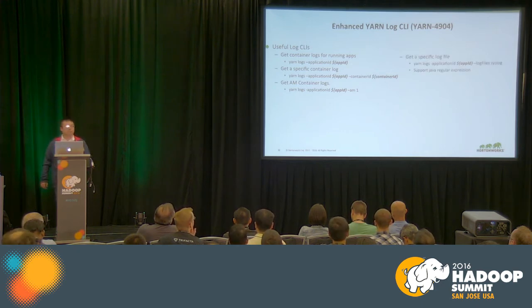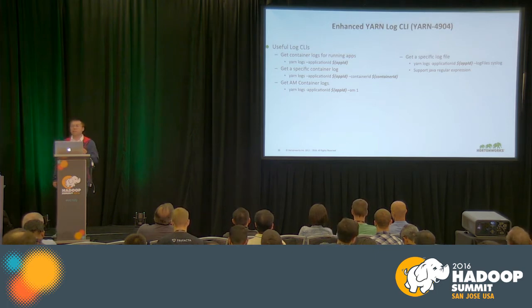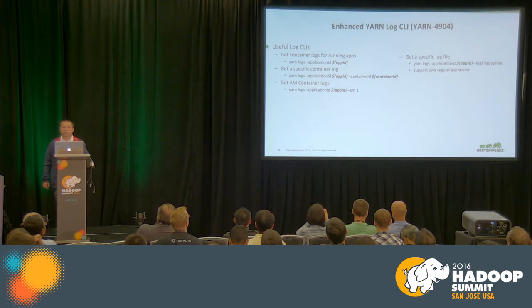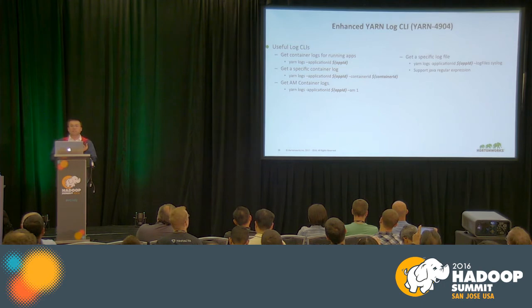A container could generate multiple different log files. So using the command line, it will output all the different types of logs. But if we try to get a specific log file, we could use the option -log_files. These options can also support Java regular expressions. Basically, we can just provide a pattern, and it will print out all the log files whose names match the pattern.